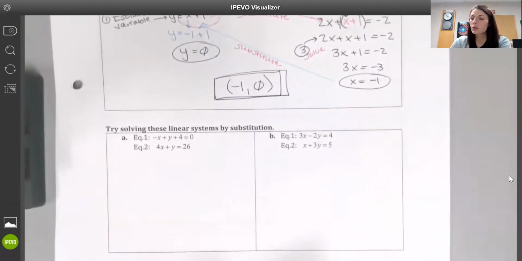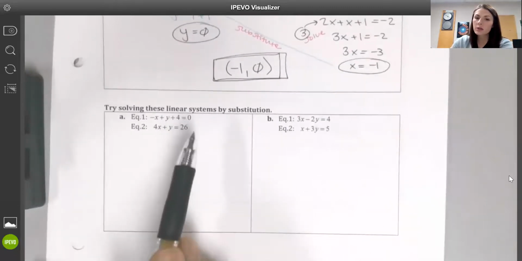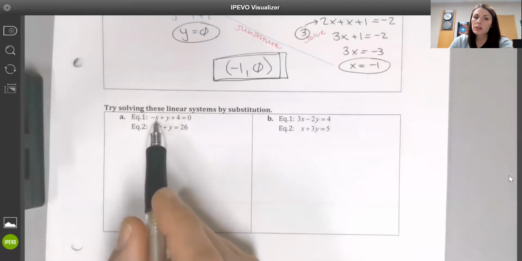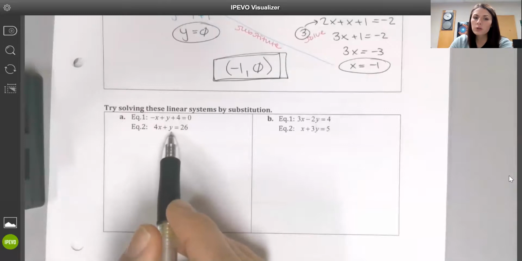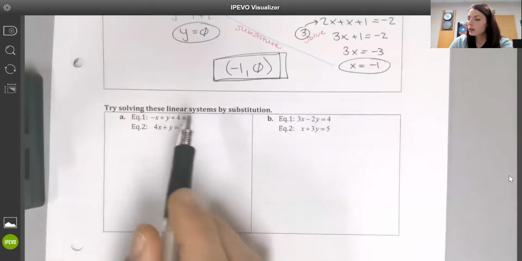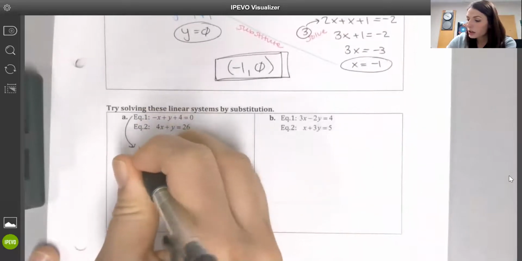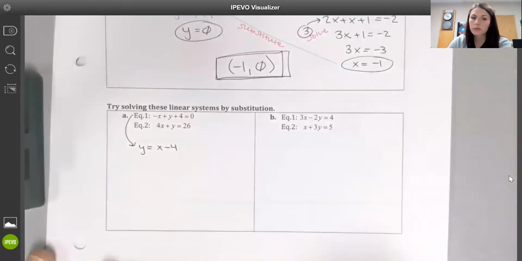So the first thing we need to worry about in our steps is isolating a variable. In this example, there are 3 possible variables I could use. I could use x or y here because they both have a coefficient of 1 or -1, or I could use y in this equation. I think I'll isolate y in equation 1. So in equation 1, I could rewrite it as y equals x minus 4.